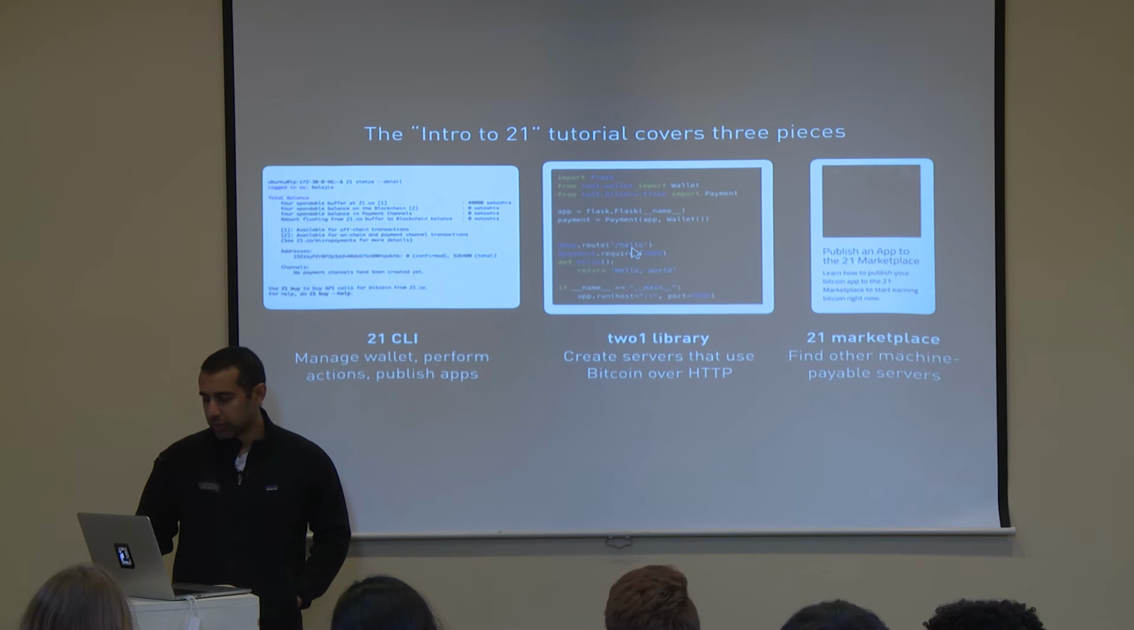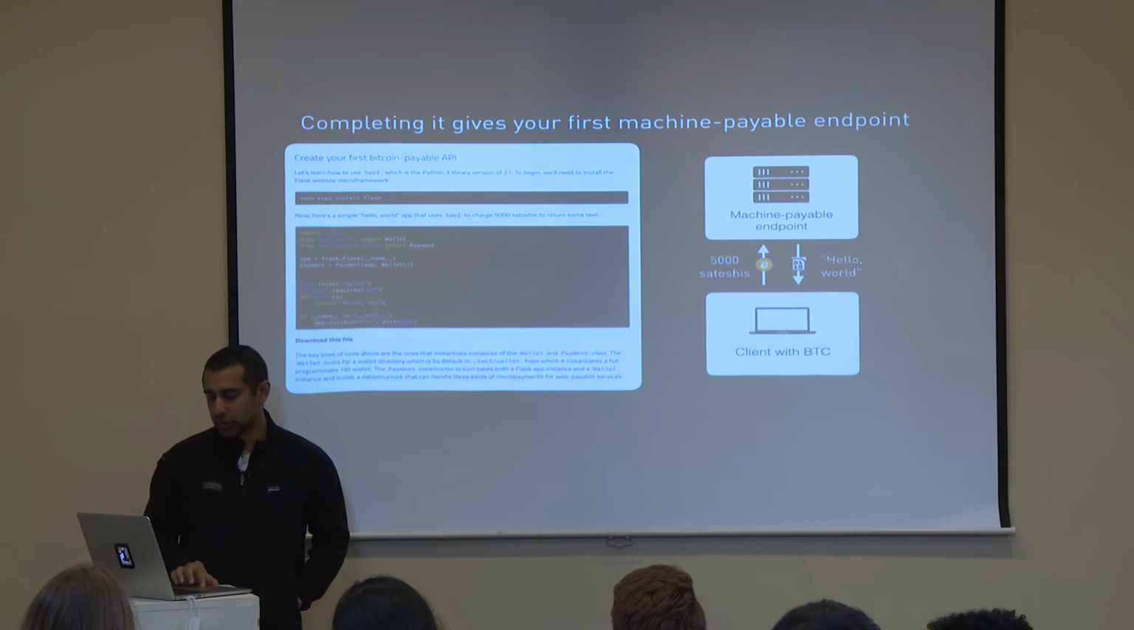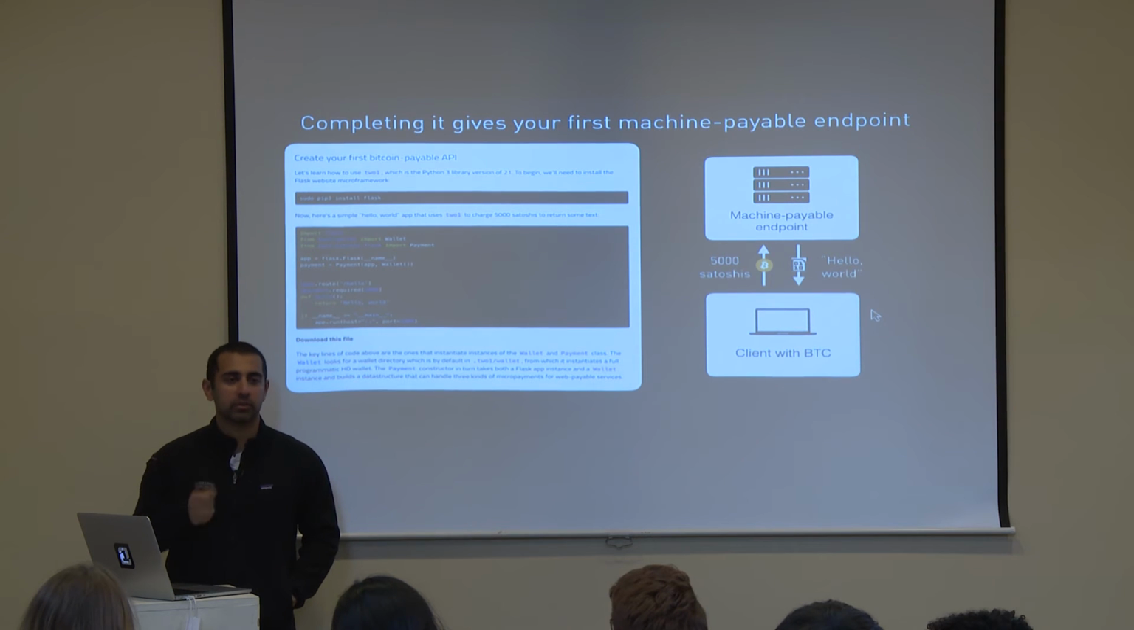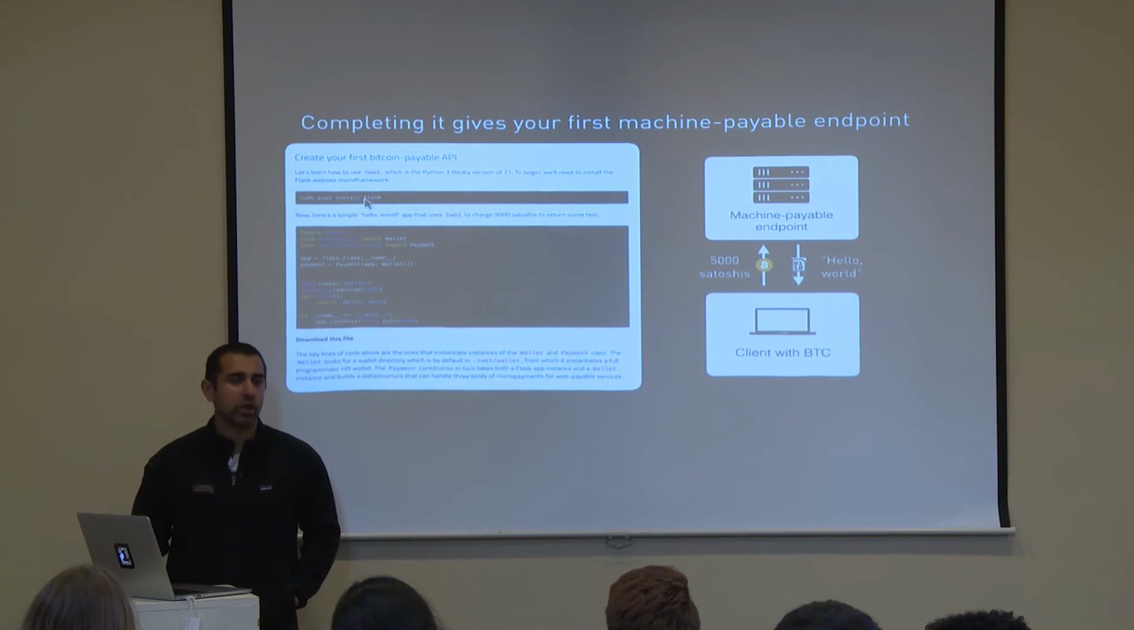So these are the three pieces that it covers. If you complete the tutorial, by the end of it you'll be able to set up your first machine payable endpoint, which is just a hello world. You pay 5,000 Satoshis, and you get back hello world. And that's like this technological spark, this fire. And literally it's 10 lines of code, really, really short. This works with Flask and it works with Django. It's Python only right now. We'll add JavaScript and other support, but hopefully you all know Python.